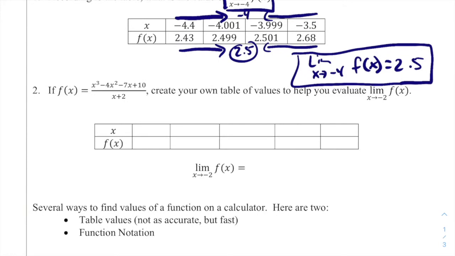All right, next for number 2, we've got: if f of x is equal to this equation, x cubed minus 4x squared minus 7x plus 10, all divided by x plus 2. Create your own table of values to help you evaluate the limit as x approaches -2 of f of x. We're going to pause now and switch over to our calculator because I want to show you a good calculator trick.